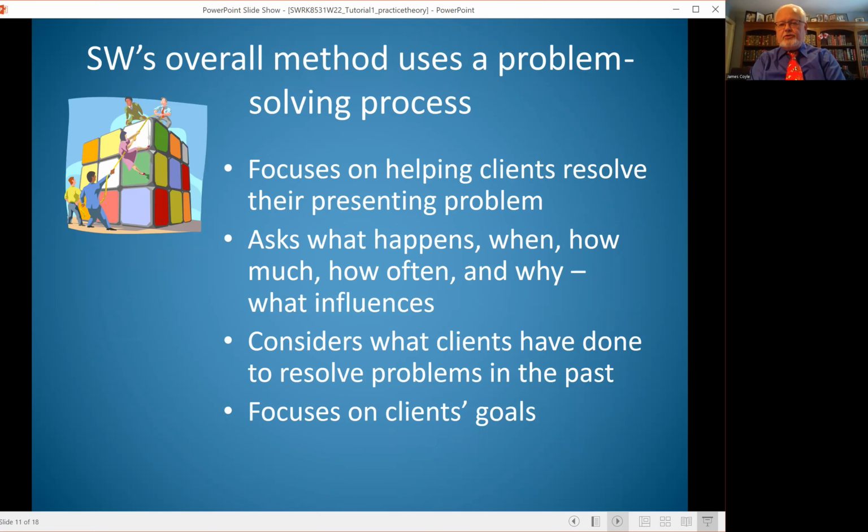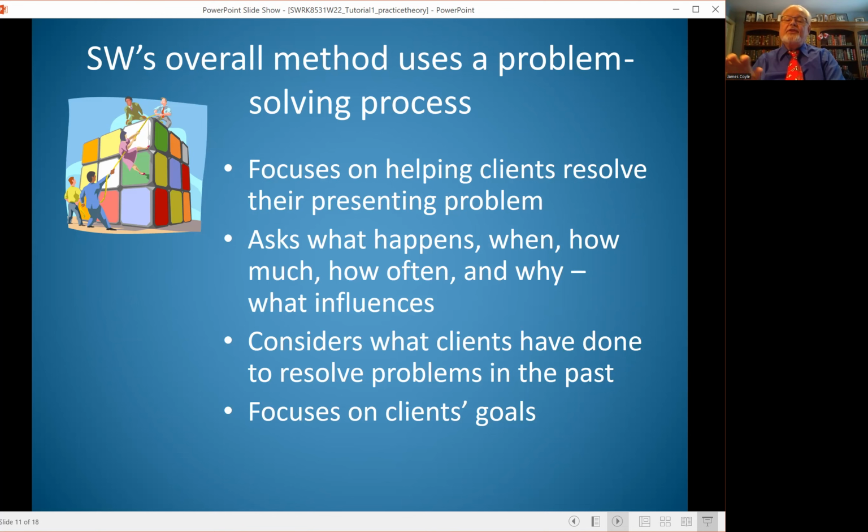Overall, social work tends to use a problem-solving process when we're working with clients. This focuses on helping the clients resolve a presenting problem, because when clients come in, they're coming in for a reason. The way you do this is, to begin with, by asking, what is happening? When is it happening? How is it happening? How much? How often? Why? What are the influencing factors, and what are the consequences of what happens? The problem-solving process considers what the clients have done to resolve problems in the past, because maybe this can be useful in helping them resolve this present issue.